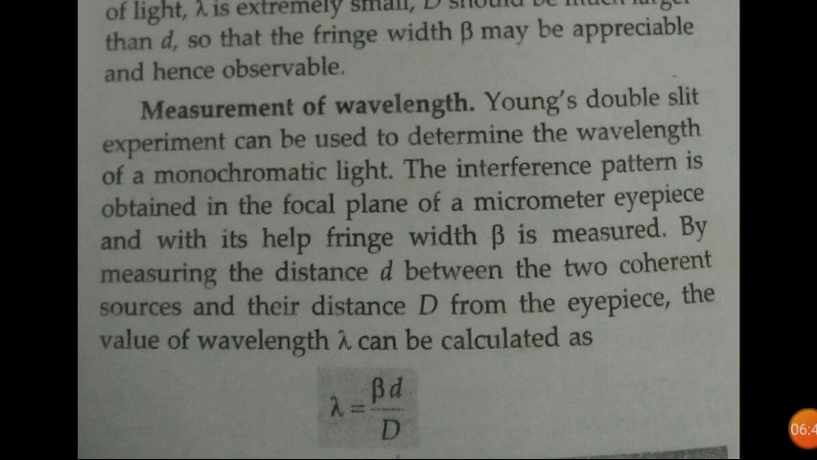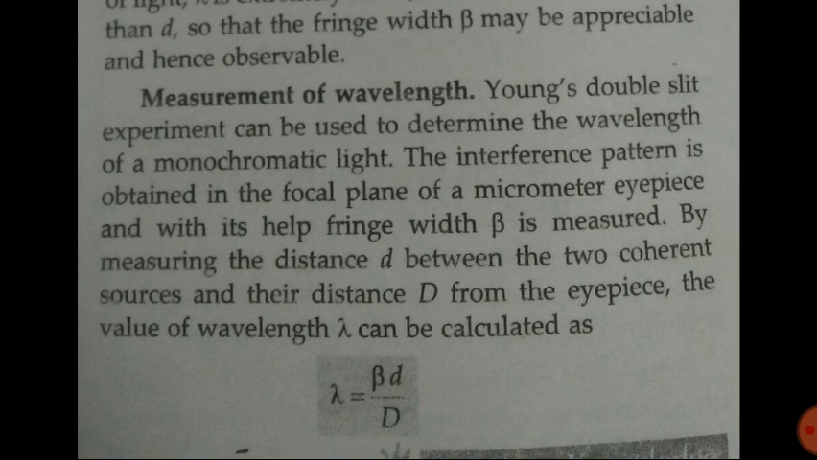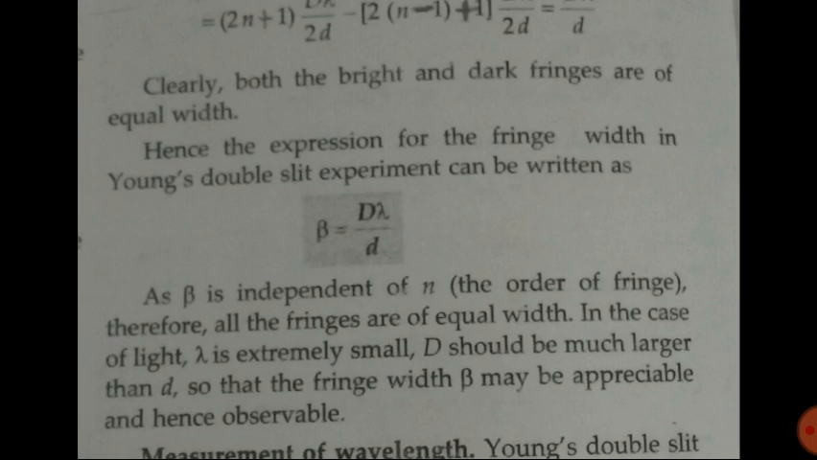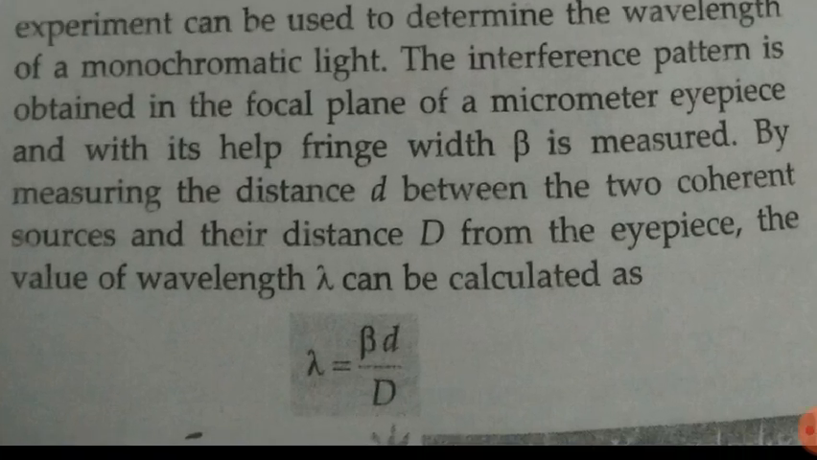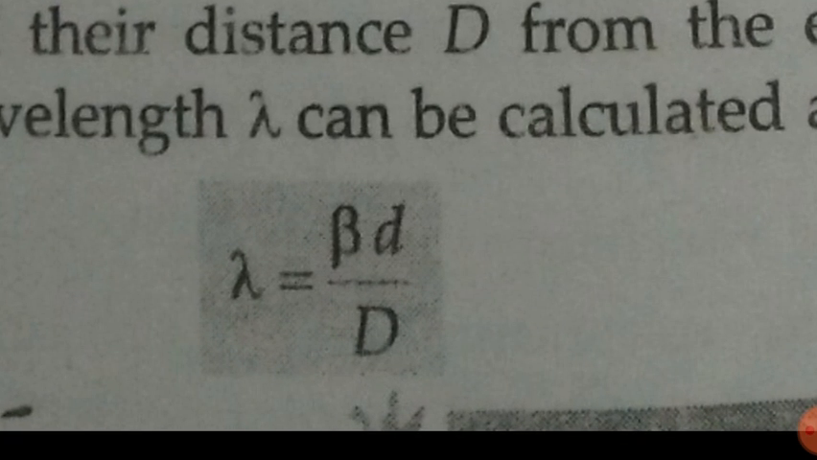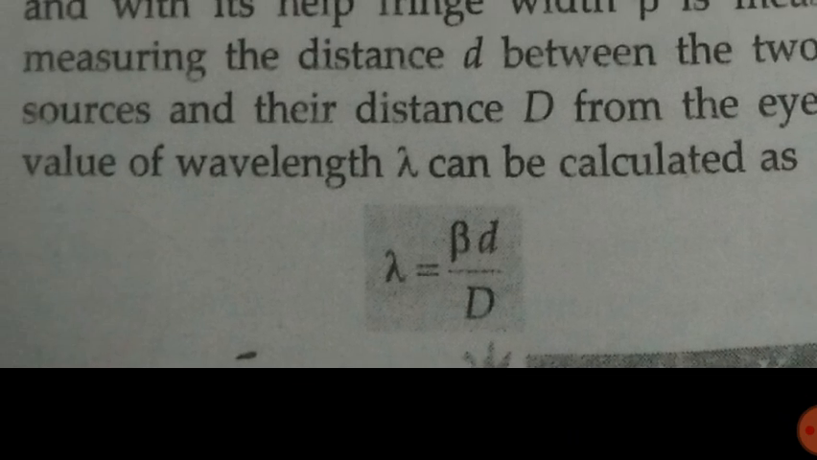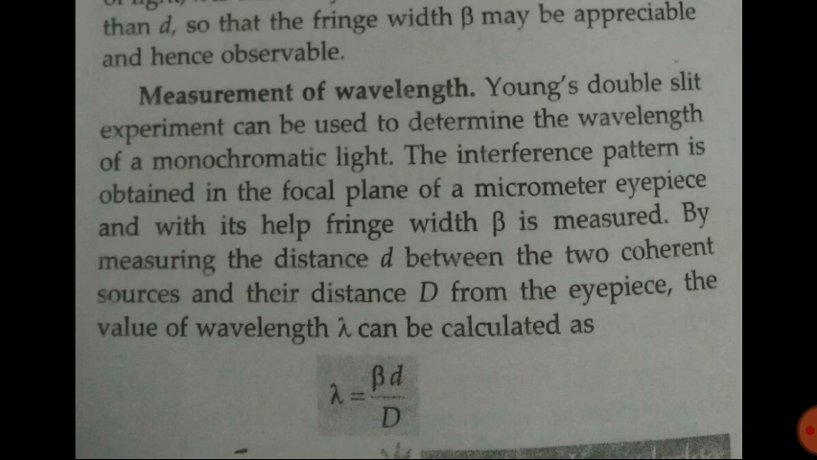From the same formula of fringe width, we can also find the wavelength. According to the equation of fringe width, beta equals D lambda upon d, and if we transpose the values, we get lambda equals beta d upon capital D. So here you can find the wavelength if you know the fringe width and the values of capital D and small d.